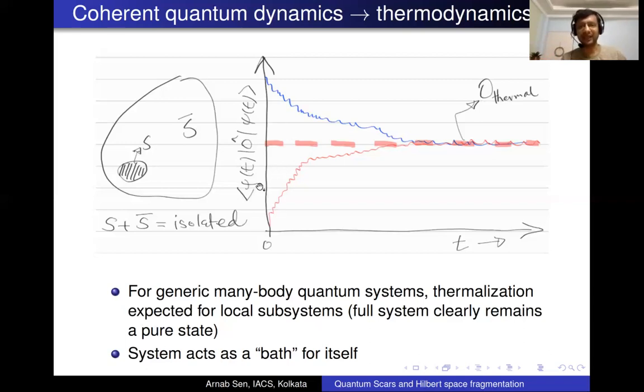And hopefully this figure tells you what I mean here, because I'm just re-stressing this point. If I start with the many-body eigenstate here, then this answer does not change. And then, just based on self-consistency, this answer should also go to O-thermal. Okay, so yeah.